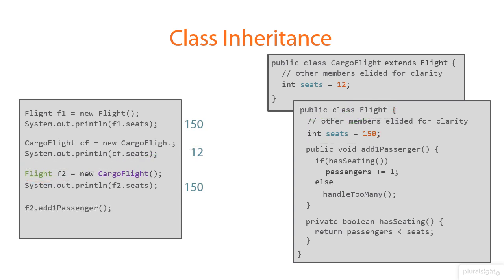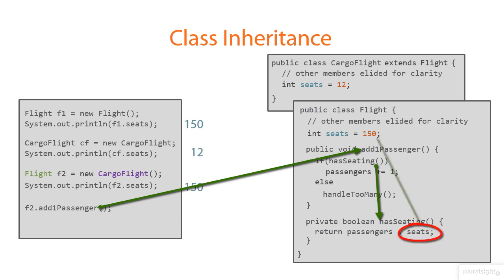Right? So if I take f2.add1passenger, when that calls into the method to add one passenger, which in turn calls hasSeating, when it checks the value of seats, it's going to use the value of seats that's defined inside the flight class, which is 150, which would allow us to add 150 passengers to a plane with only 12 seats.